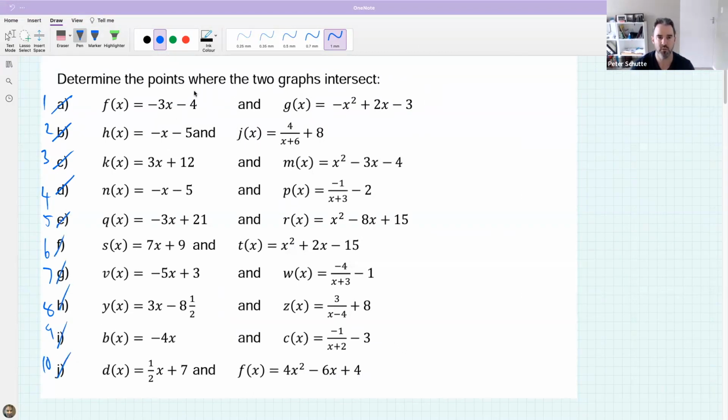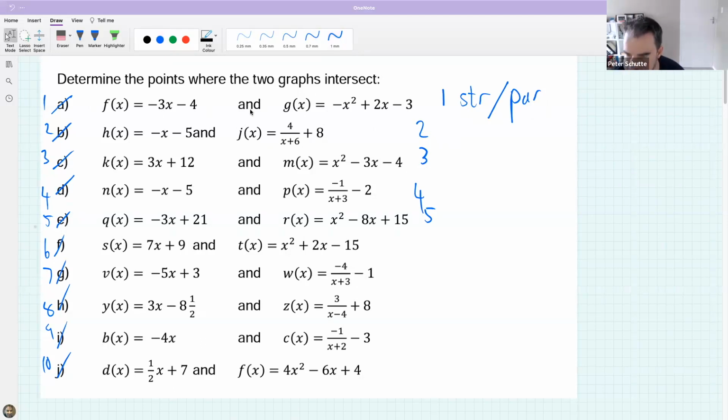What I want you to do is go through and see if you recognize what function is what. So, for example, in this first one, I would say 1 in the chat, and then I'm going to go STR for straight line, and PAR for parabola. Those are the two types of functions relevant for number 1. Let's do the first 5 first. I want you to do 2, 3, 4, and 5, and name the pairs of functions that are relevant in each question.